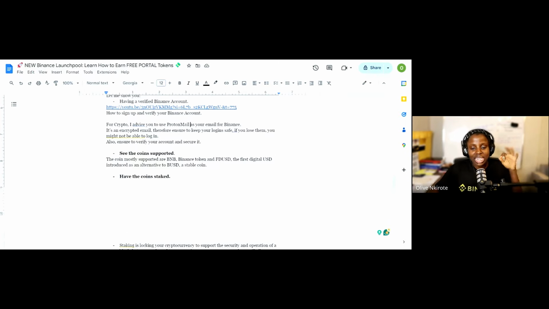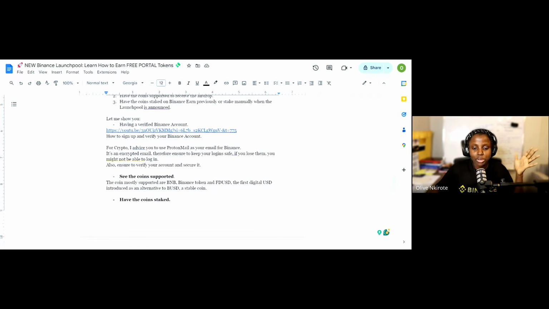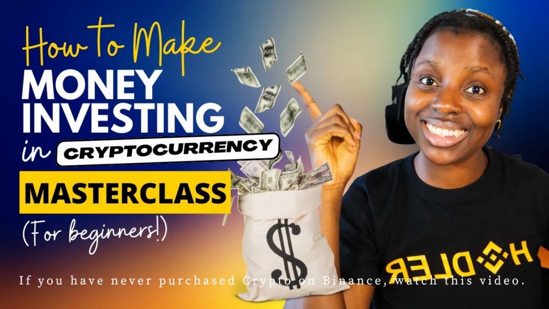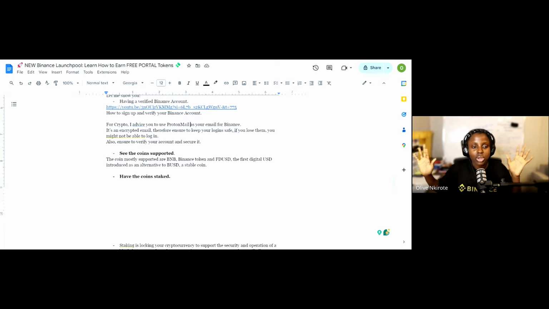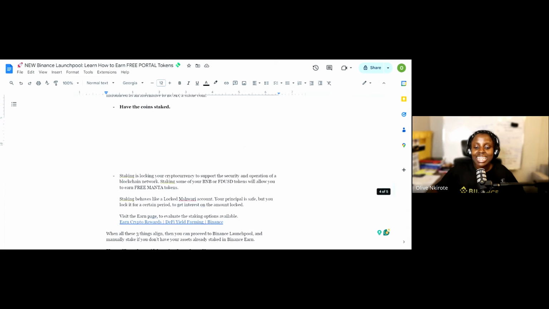I've told you guys there are 3 rules to participate in a launch pool. Opening your account and getting it verified is one. The second one is having the coins that are supported. Please note, guys, you can have even $10, you can have even 20, you can even have 100, as long as you have the coins that are supported for the launch pool. The third terms and conditions apply: you need to stake your coins.